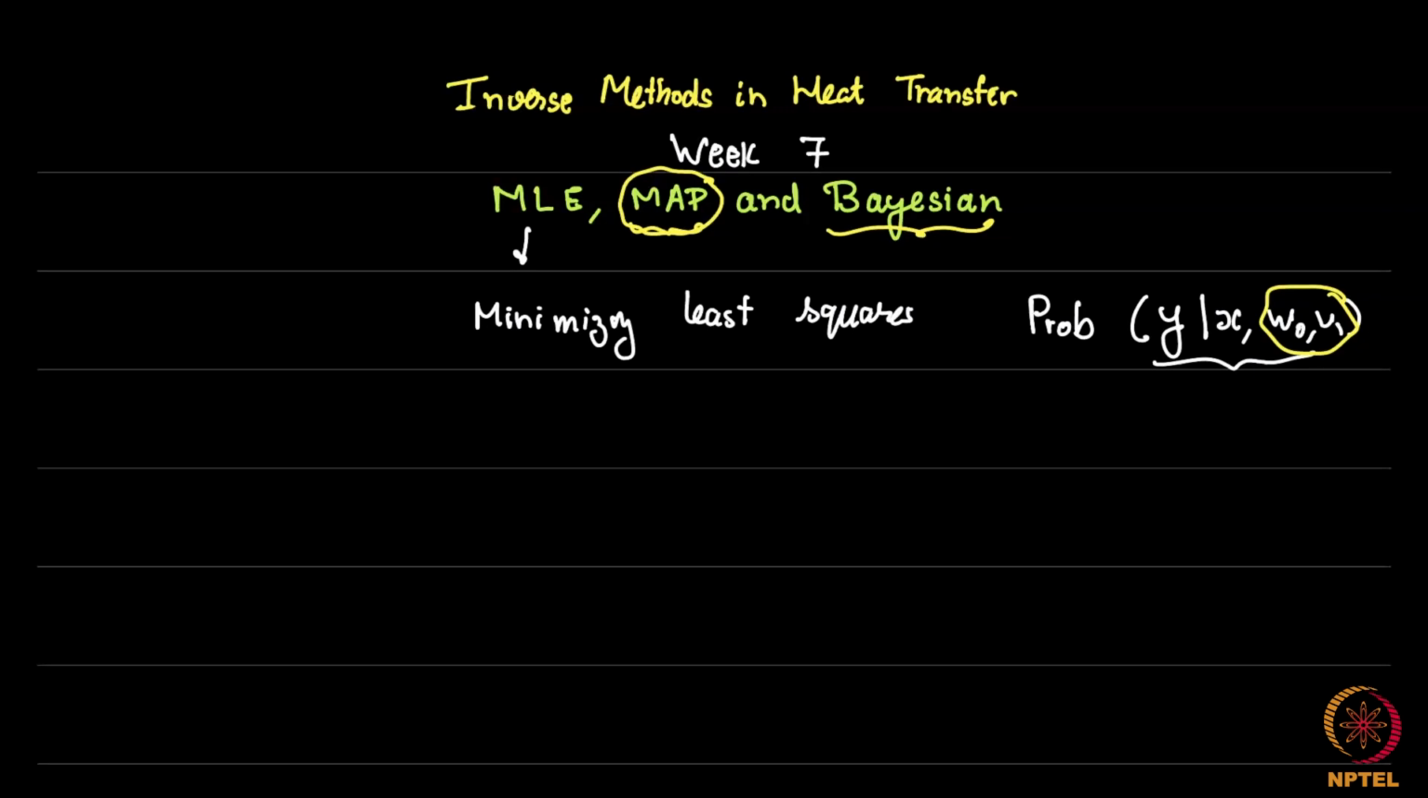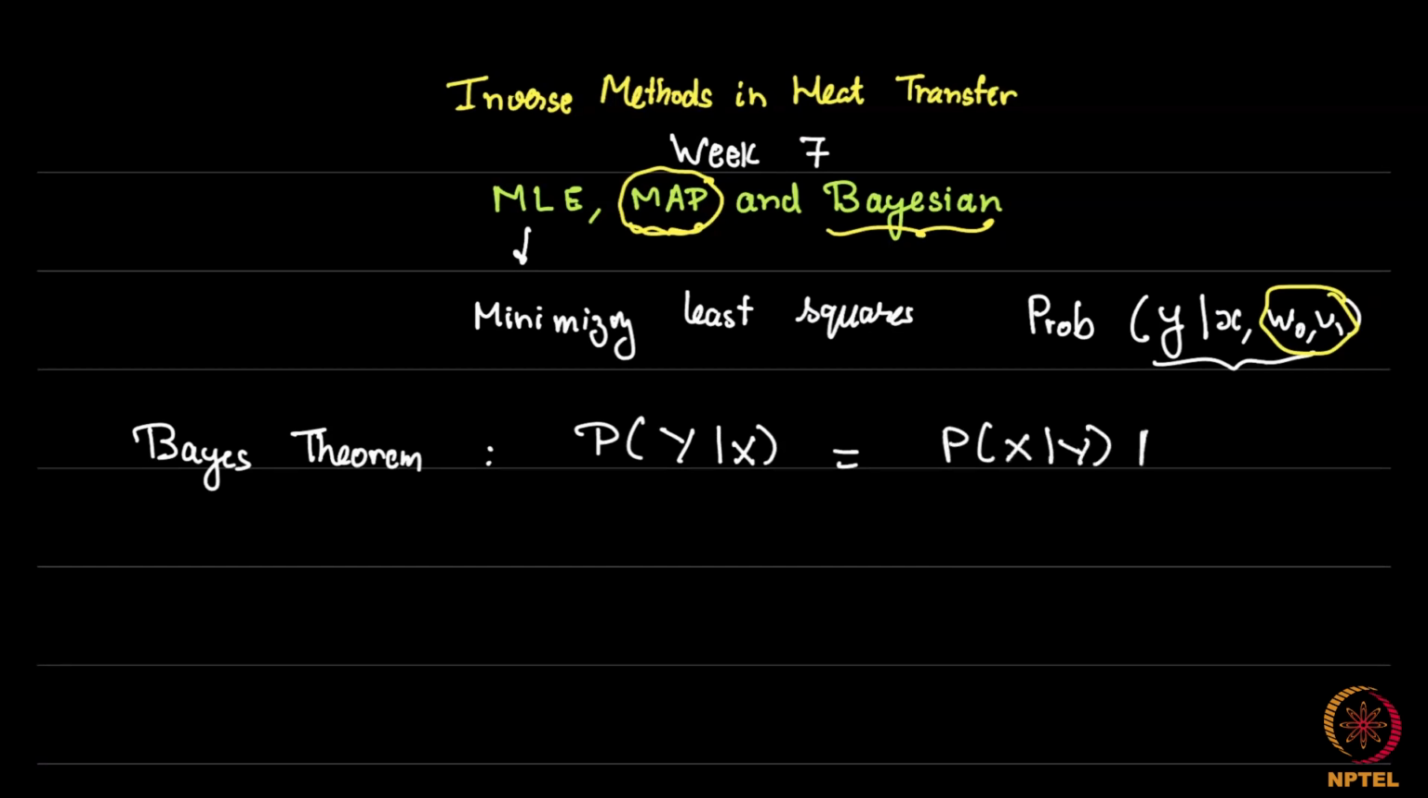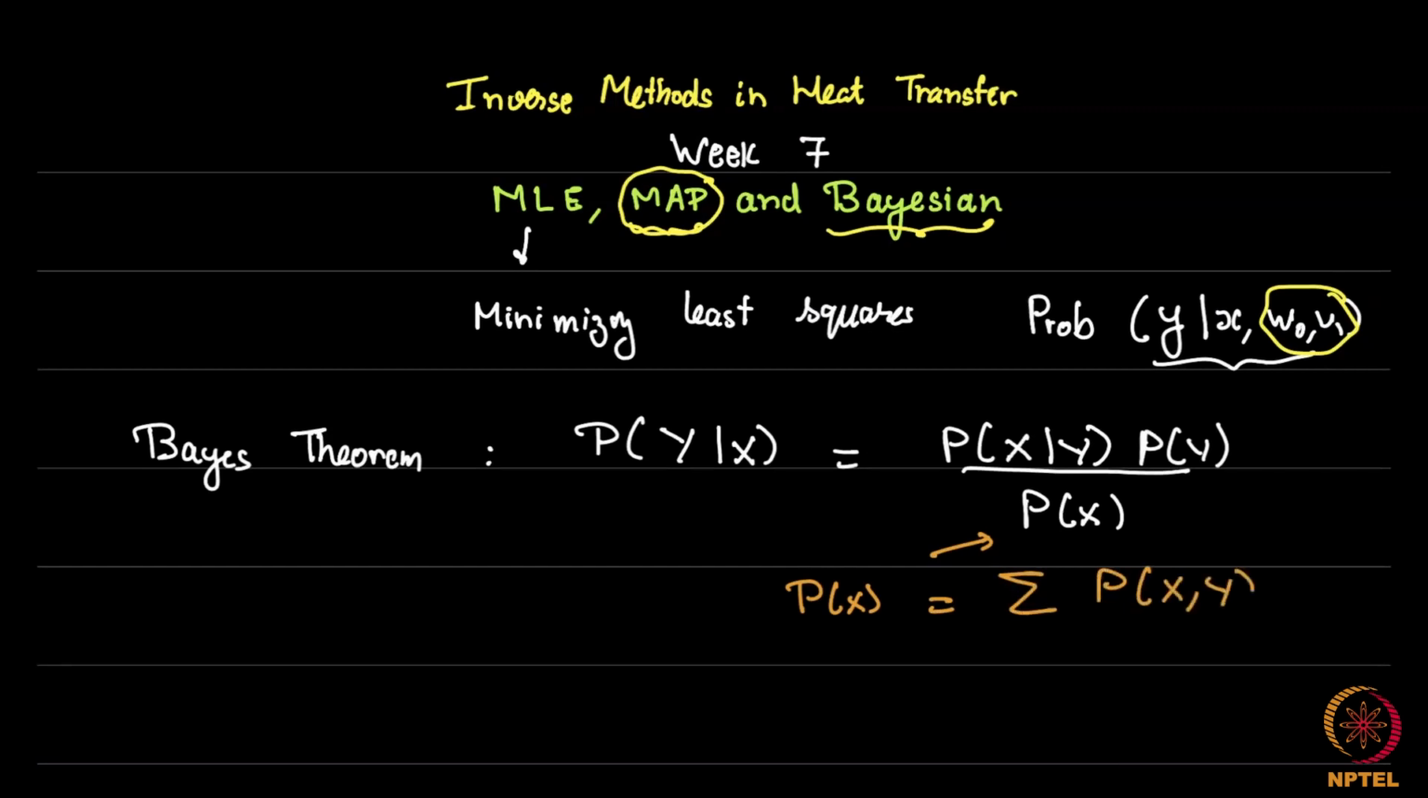So remember, all of what we are going to discuss depends on what's known as Bayes' theorem. We saw that earlier in the last week. Bayes' theorem simply says that P of y given x is P of x given y, P of y, divided by P of x. And of course, as we saw in the examples, P of x itself is given by marginalizing over the joint distribution for all possible values of y.